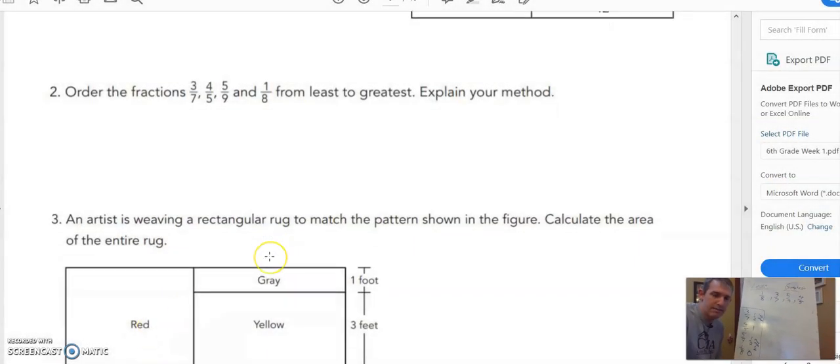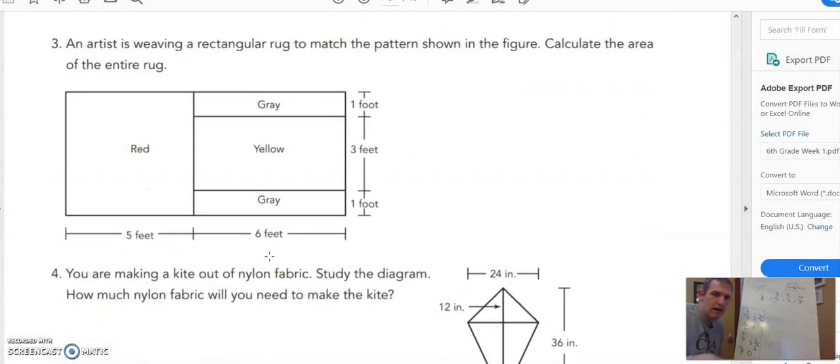We've got this problem on area. An artist is weaving a rectangular rug to match the pattern shown in the figure. Calculate the area of the entire rug. All right, well, looks like a composite figure to me. We got to find out the area of this red section, the area of the gray, the other area of the gray, and the area of the yellow. All right, so let's get to work.